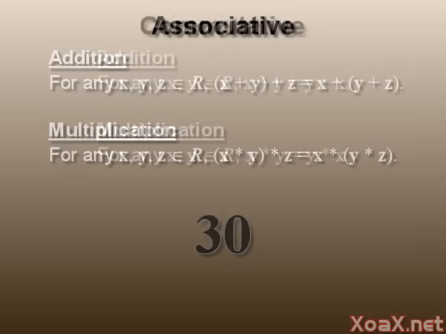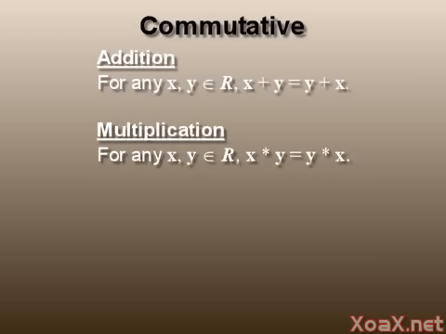The commutative property says that we can swap the sides of the arguments. For addition, we say that for real numbers x and y, x plus y equals y plus x. So if x equals 2 and y equals 3, we have 2 plus 3 equals 5, and 3 plus 2 is also 5. For multiplication, we say that for real numbers x and y, x times y equals y times x. So if x equals 6 and y equals 7, we have 6 times 7 equals 42. On the other hand, 7 times 6 is also 42.